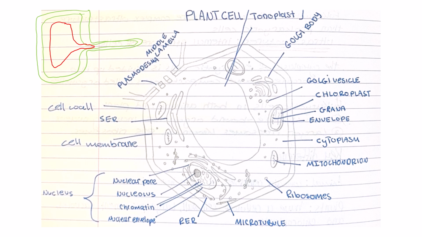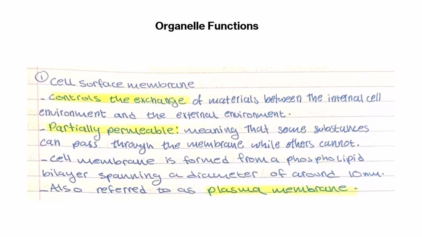Also draw this out and label it, and also make a star with the functions, which are going to be in the coming slides. Okay, so let's talk about the organelle functions. So we have the cell surface membrane. So remember that the cell surface membrane is made up of a phospholipid bilayer.